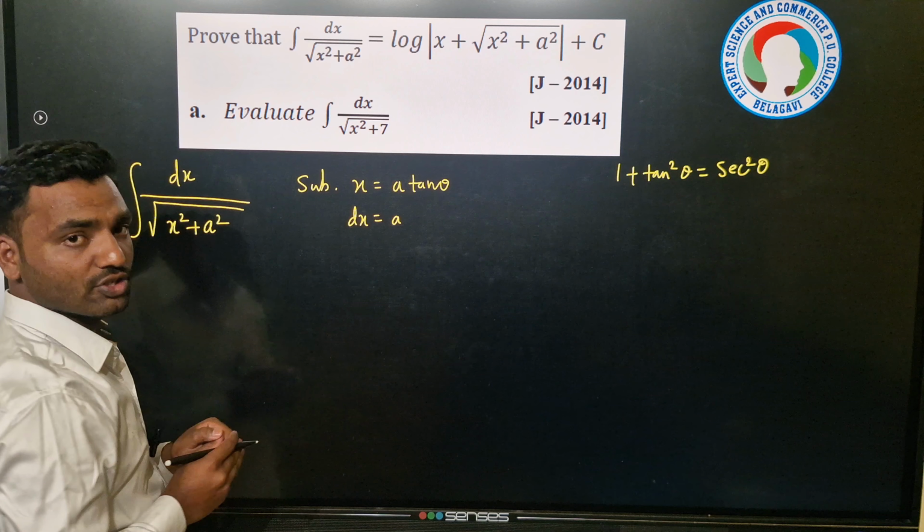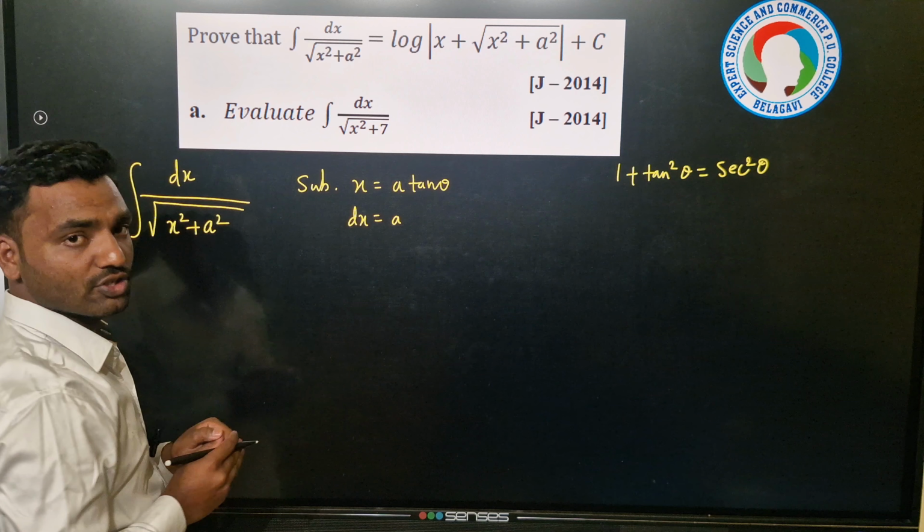Hello dear student. So today we are going to discuss the integration of 1 divided by square root of x square plus a square with respect to x, which is equal to log of x plus square root of x square plus a square plus c. We have already solved 4 more examples in the last 2 classes. So in this class we are discussing 2 examples: one is x square plus a square and another one is x square minus a square.